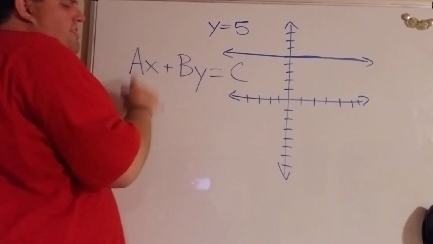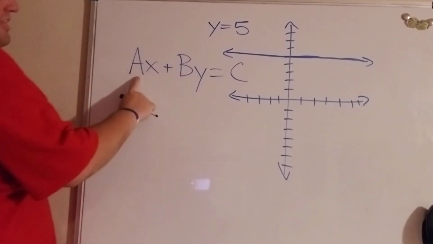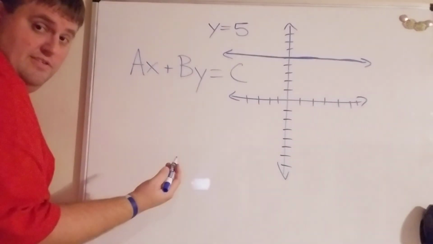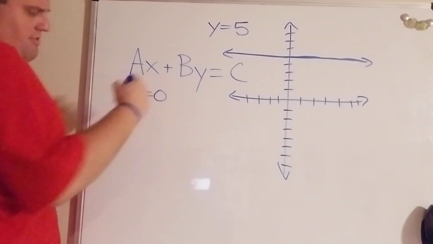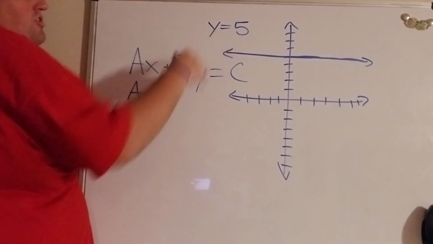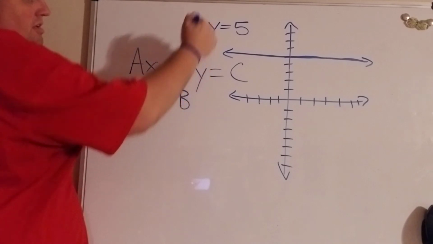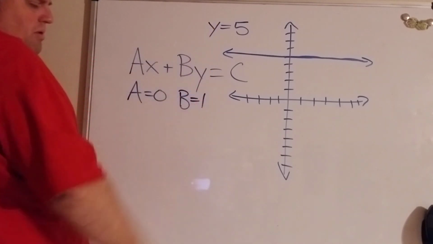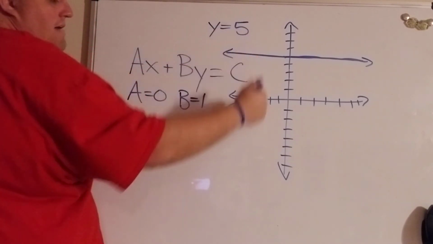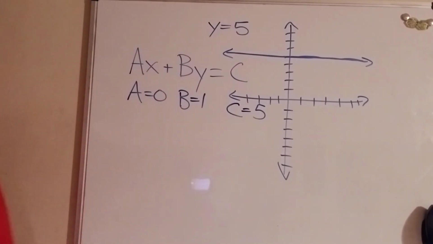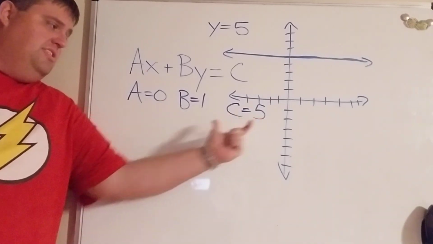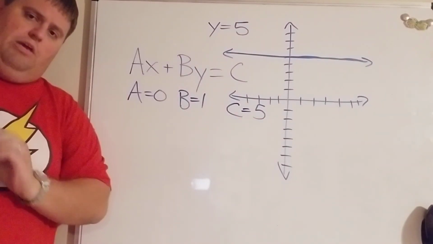So how would I turn this into this? Well, if you look at this a value here, I want to get rid of x. So how would you get rid of x? If a was 0. Because 0 times x is 0, right? And then I want y just by itself. So what would I need for b? Well, what's really in front of y? Just the 1. And then what would I need for c? Well, we said it crosses at 5. So that would be the example of what the a value, the b value, and the c value are for the horizontal line, y equals 5.